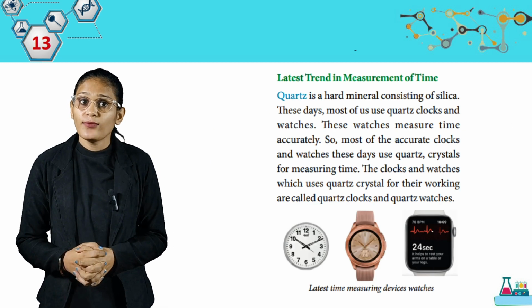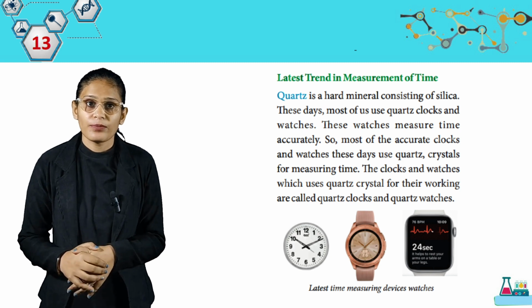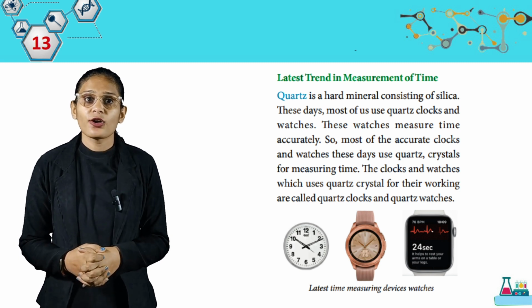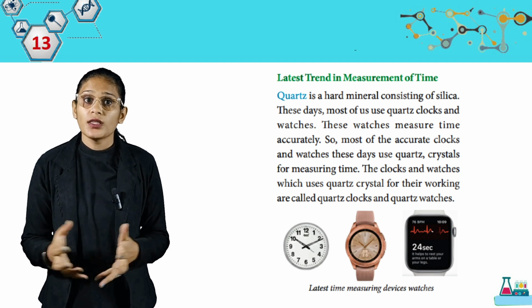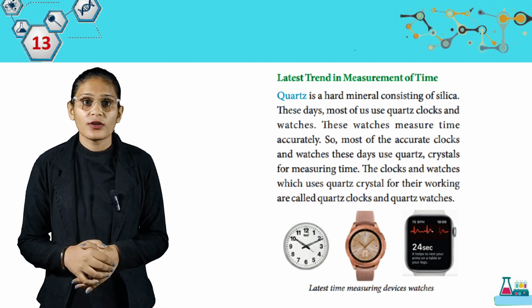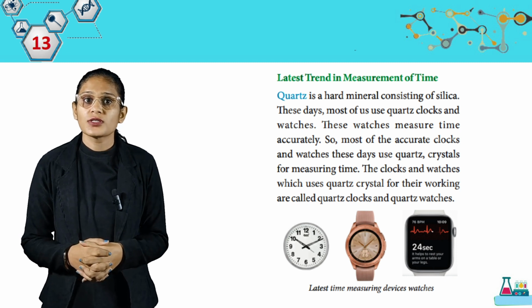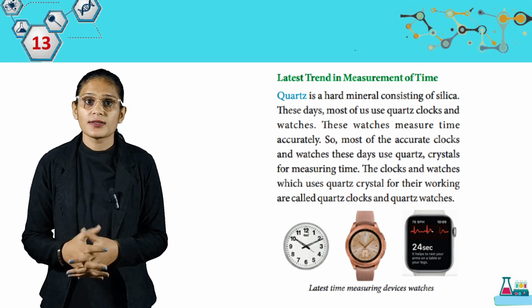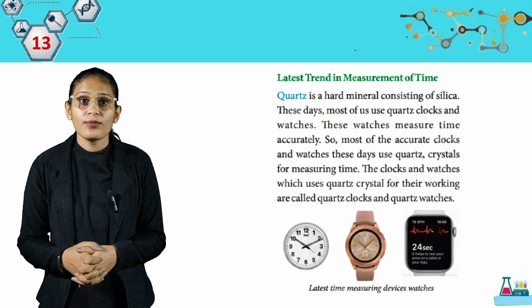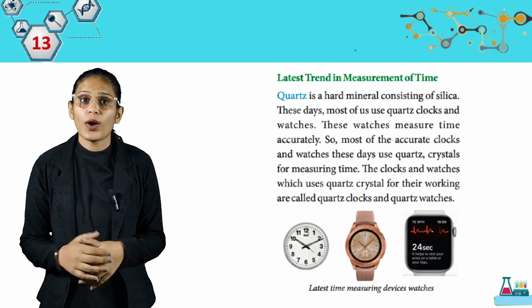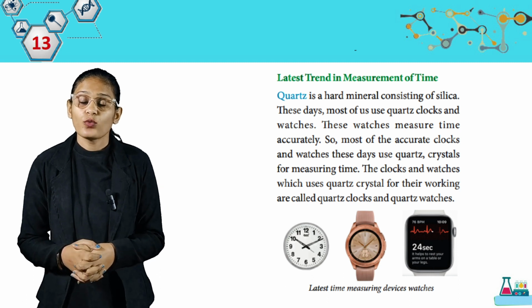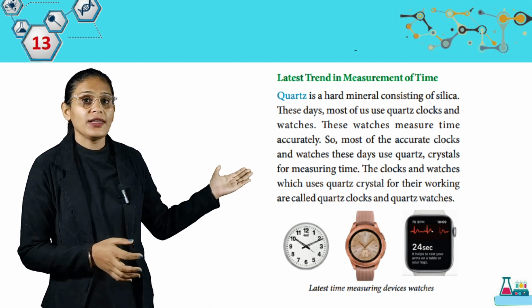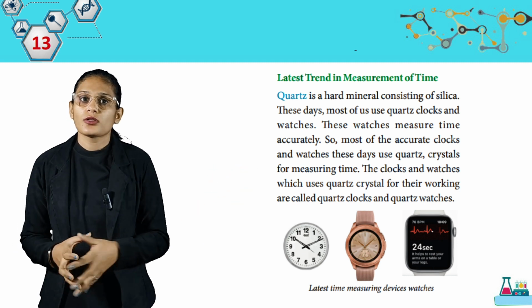Now students, we have the latest trend in measurement of time. Quartz is a hard mineral consisting of silica. These days most of us use quartz clocks and watches. These watches measure time accurately. So most of the accurate clocks and watches these days use quartz crystals for measuring time. The clocks and watches which use quartz crystals for their working are called quartz clocks and quartz watches. Look at this picture, the latest time measuring device, watches.